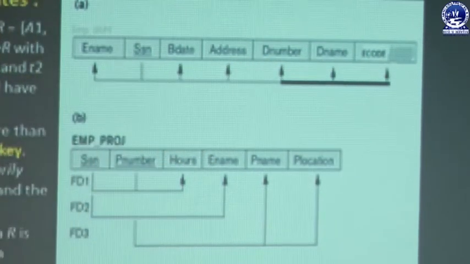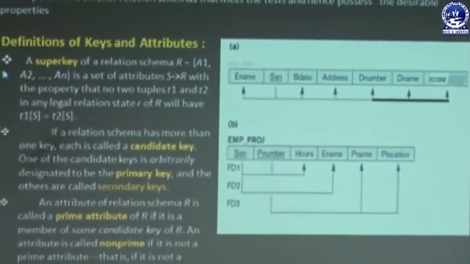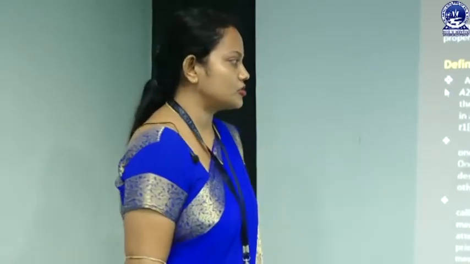Then we come to prime attribute and non-prime attribute. So what is a prime attribute and what is a non-prime attribute? Prime attributes are those attributes which take part in the formation of the key attribute. Non-prime attributes do not participate in the formation of the key attribute. You can explain it by using one example.